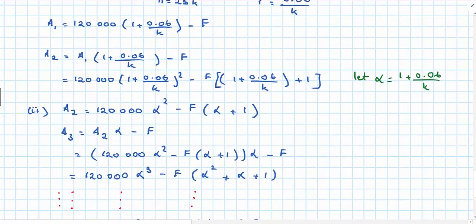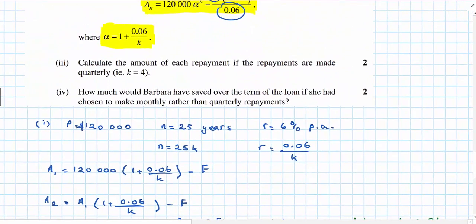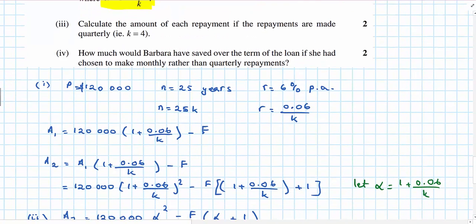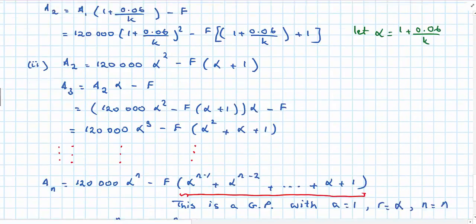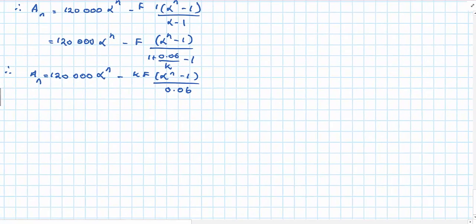Next part, part 3. Calculate the amount of each repayment if the repayments are made quarterly. So now this should simplify things. Let's work out what our alpha is for part 3. So k is equal to 4. Alpha is 1 plus 0.06 on 4, which is 1.015. So I know my alpha, I know my k, and I know my n.